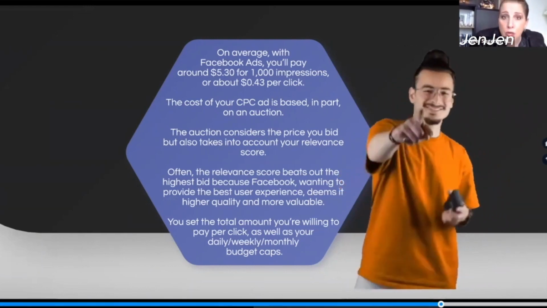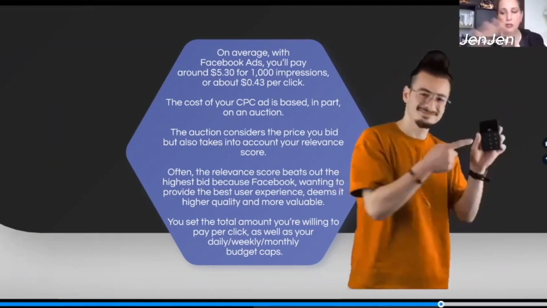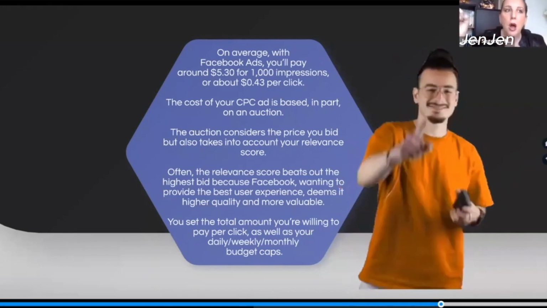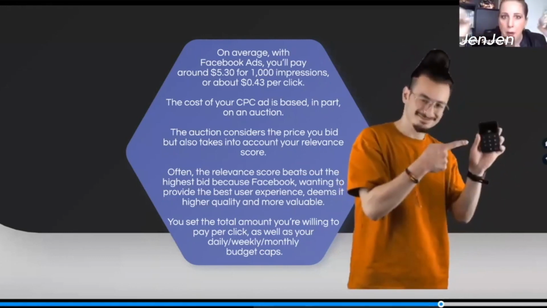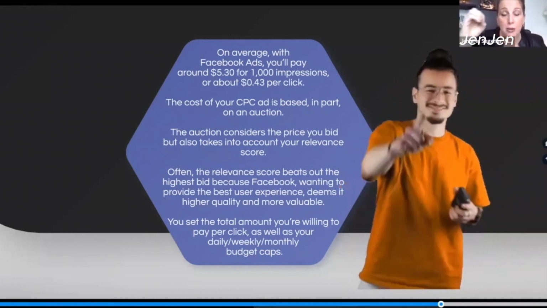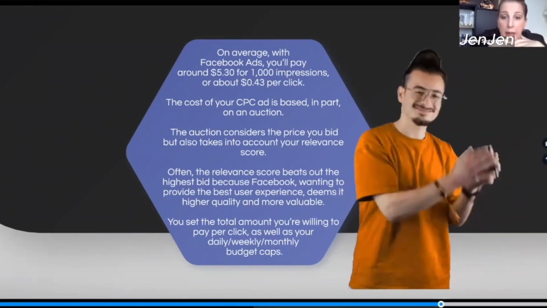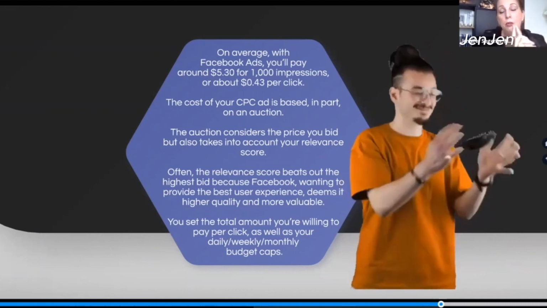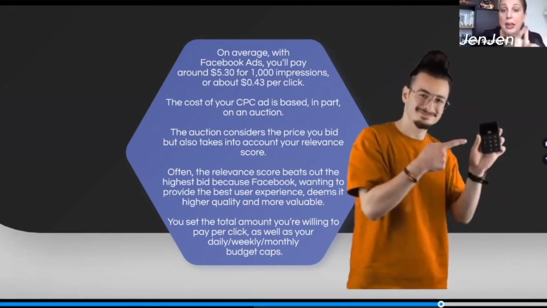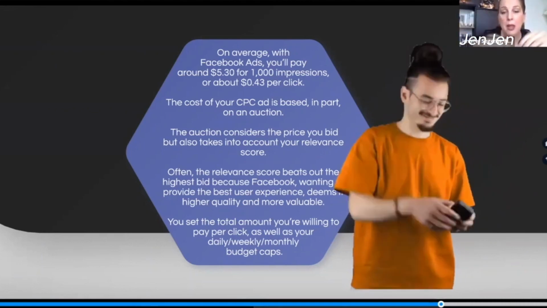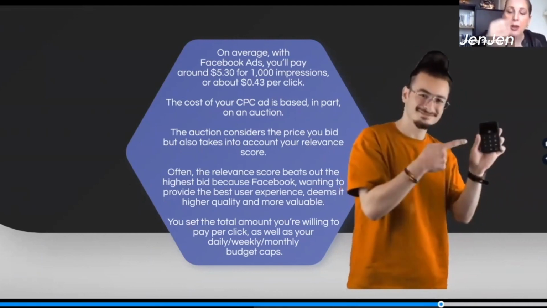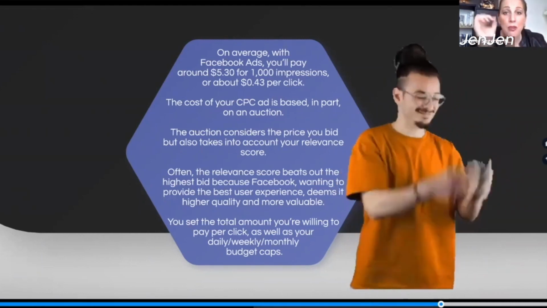A click used to, and depending on your industry, because there's huge variations in that as well, depending on how many other people are trying to advertise in the same space. That's another variable of your ad costs. But a click used to be worth about 43 cents. Now, the cost of your CPC, cost per click ad, is based in part on auction.